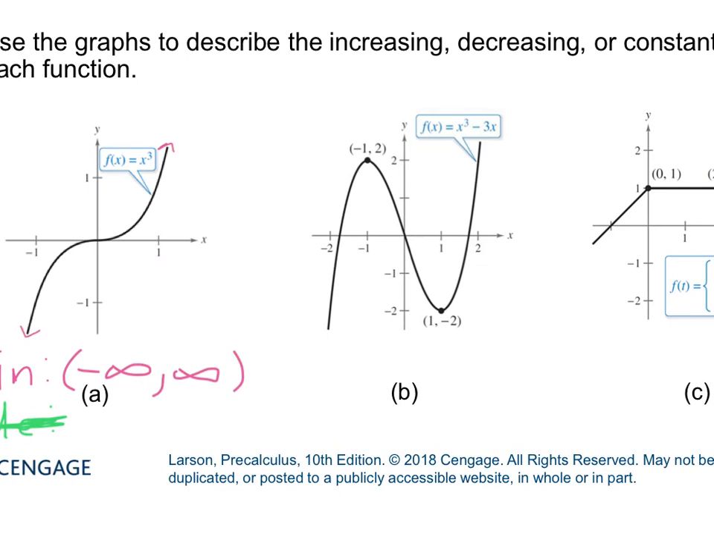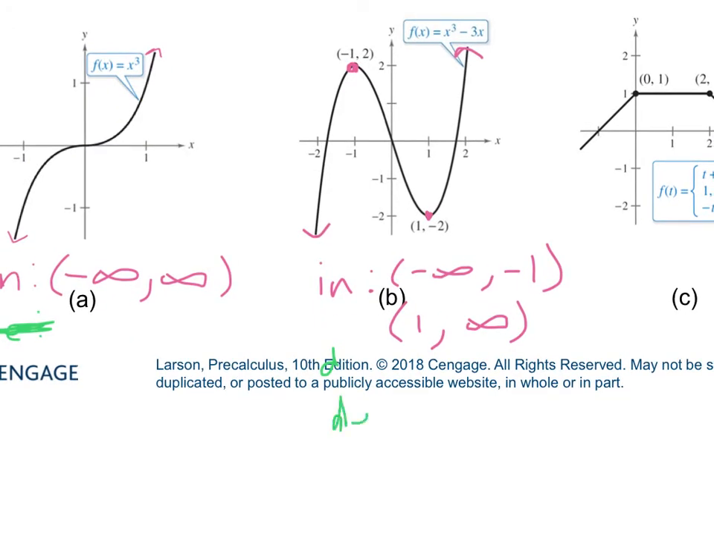All right, for B, what would our interval of increasing be? It would be negative infinity to negative 1. Awesome. Negative infinity to negative 1, because we increase until we get to this point. Do we have another interval of increasing here? Yeah, from 1 to infinity. Awesome, from 1 to infinity. And then what would our interval of decreasing be? Negative 1 to 1. Perfect. So we're decreasing from this point to this point, so that would be negative 1 to 1.